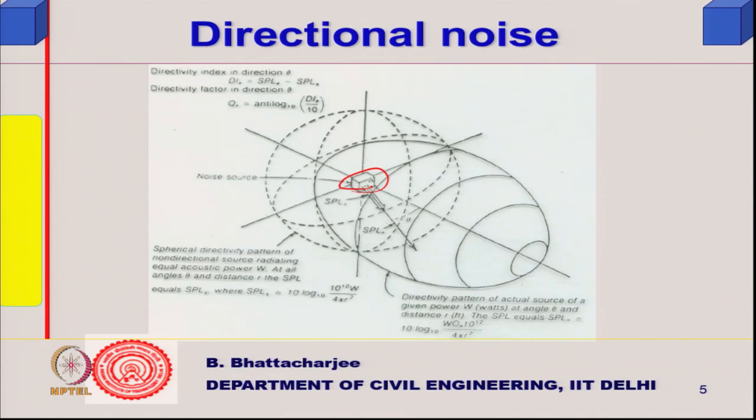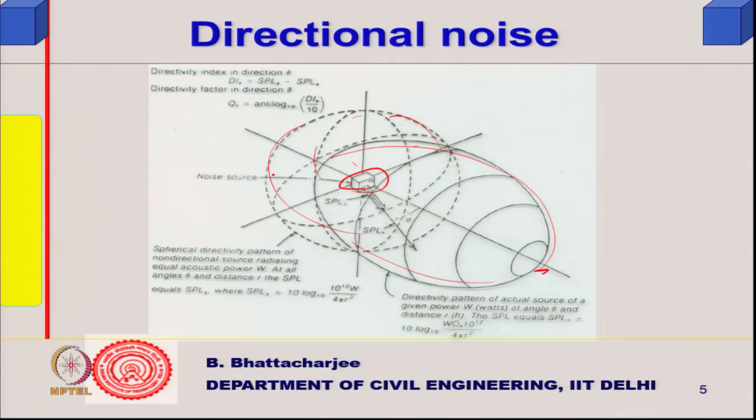This is my source, a speaker. It is a point source because of the sufficiently large distance. If it was emitting sound equally in all directions, I would get a sphere, where everywhere I get the same intensity. But if it is directional like this, along this direction it has more intensity. It's an ellipsoid rather than a sphere, and on the backside there is very little.